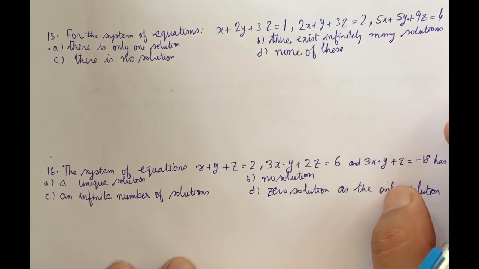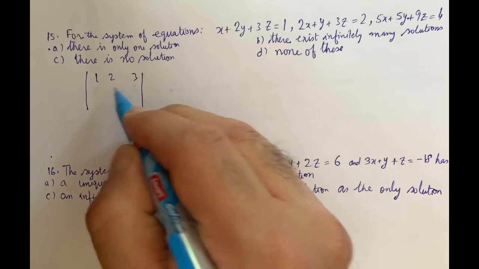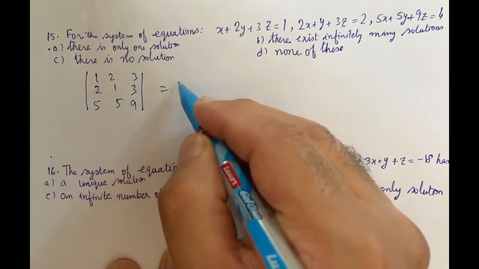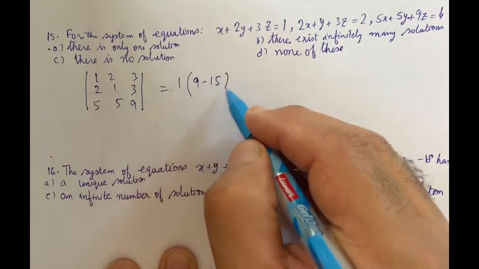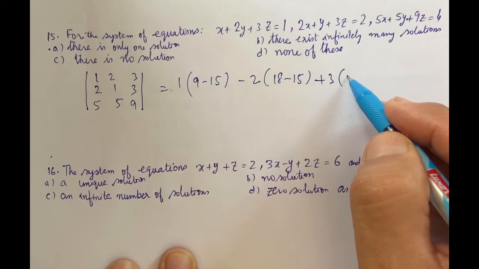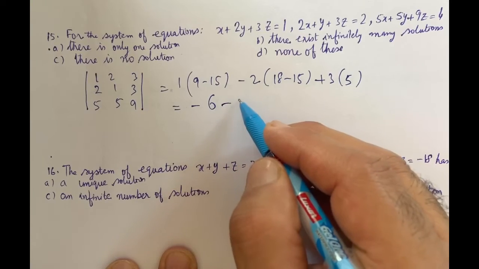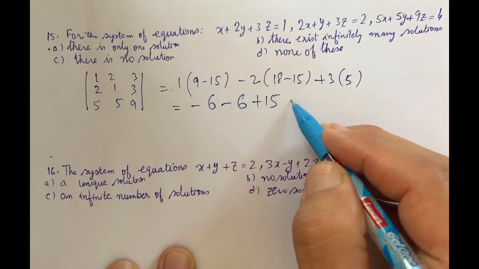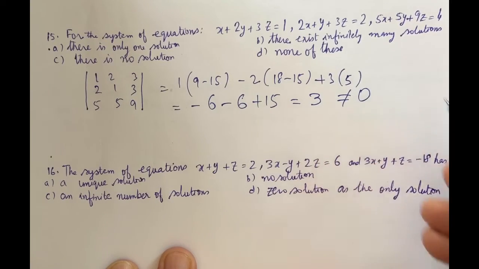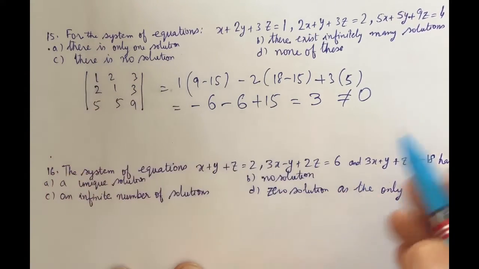For this system of equations, let us find the determinant of the coefficient matrix 1, 2, 3. Then we have 2, 1, 3 and 5, 5 and 9. This is 1, 9 minus 15 minus 2, 18 minus 15, then 3, 10 minus 5, which is 5, is minus 6. This will be 3 into minus 6 and plus this is 15. This is 15 minus 12, this is 3. This is not equal to 0. So since this is not equal to 0, we will have a unique solution, that is there is only one solution.